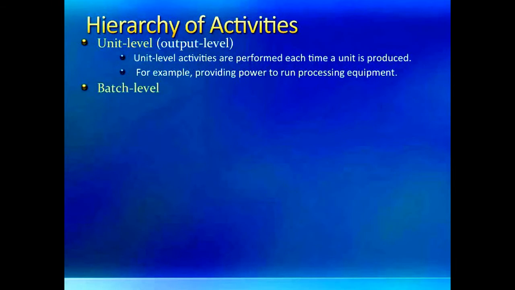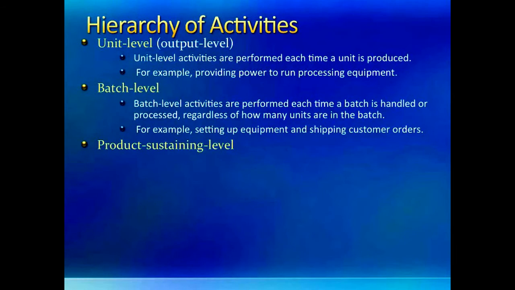Batch-level activities are performed each time a batch is processed, regardless of how many units are in the batch. For example, a car company making a 2-door sports car as well as a 4-door SUV will have to set up equipment each time the company shifts from a batch of sports car to SUVs. Batch-level activities may use number of setups as its cost driver.